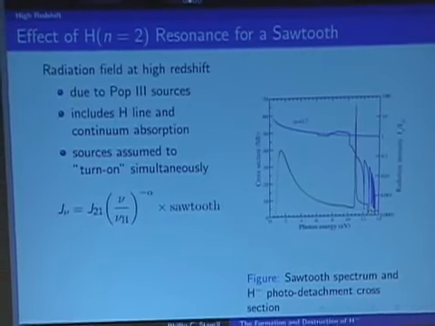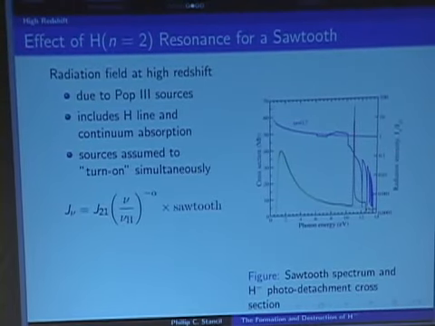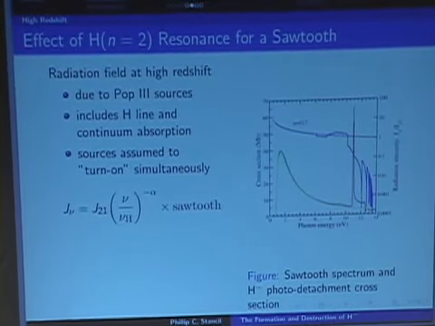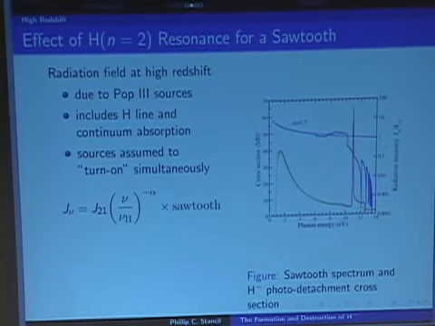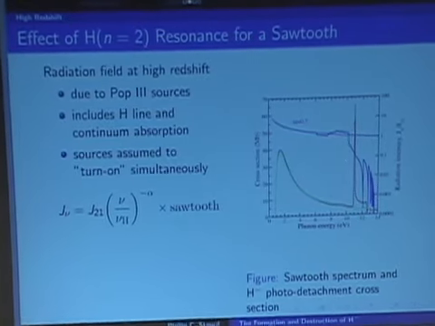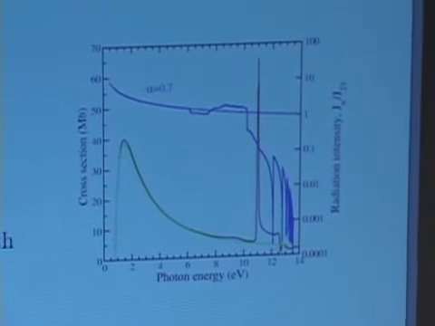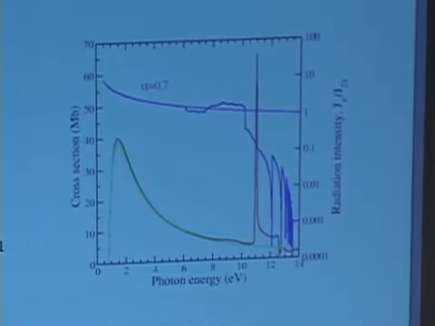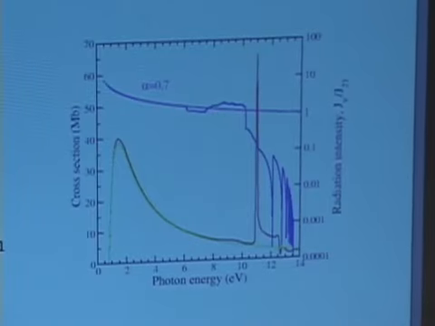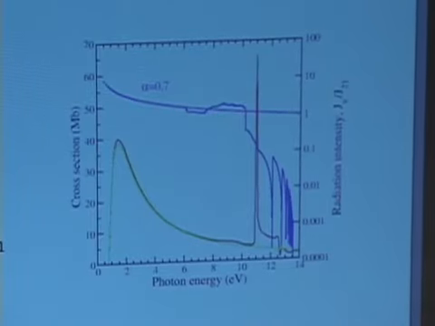What immediately stuck out to me when I thought about this is there's a feature here due to Lyman beta, and over here there's a feature due to Lyman alpha. And of course, this resonance falls right between those two features. Of course, it should, because it's shifted by 0.75 eV. And so there's a window where this resonance could possibly play an important role in the photon detachment if you have this kind of radiation field.